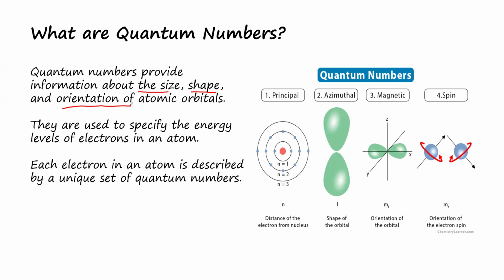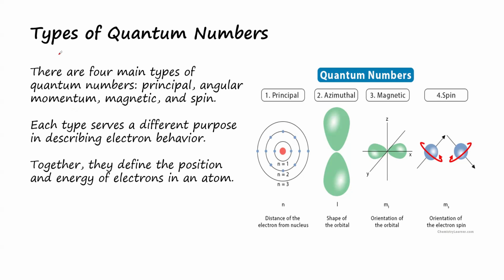If you have a particular atom and you want to know the energy level of a particular electron in that atom, then you use quantum numbers. Each electron in an atom is described by a unique set of quantum numbers. You can have 10 electrons in an atom, or 11 electrons like in the case of sodium, but each electron has its own unique set of quantum numbers. Therefore, no two electrons in an atom have the same set of all four quantum numbers. This is a principle, and we are coming to that.